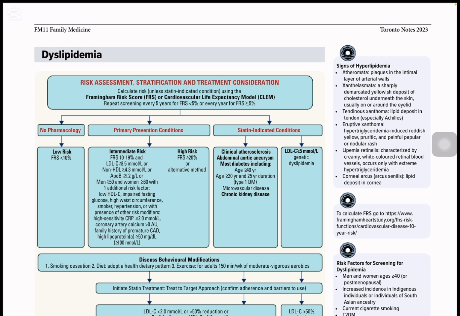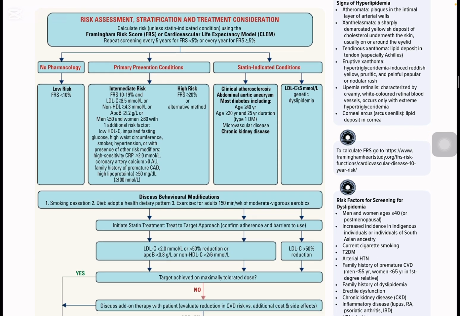High risk patient or statin indicated conditions are clinical atherosclerosis, genetic dyslipidemias, age more than 40 diabetic patients, or age more than 30 with more than 25 years of diabetes, microvascular disease, CKD. These are all conditions related to statin indication. In these conditions, you have to give statin to the patient. So FRS is very important to consider in dyslipidemia.